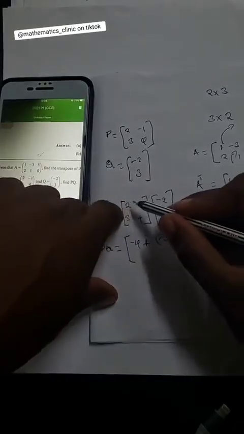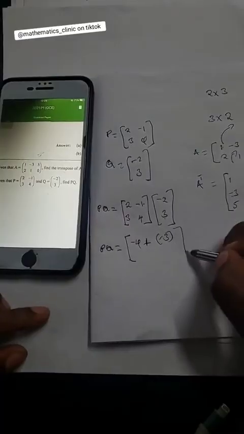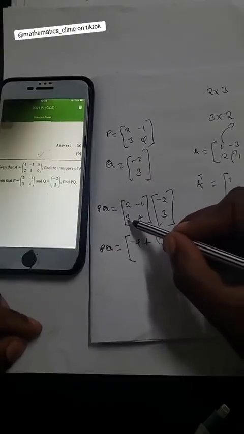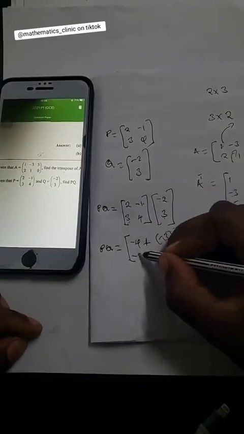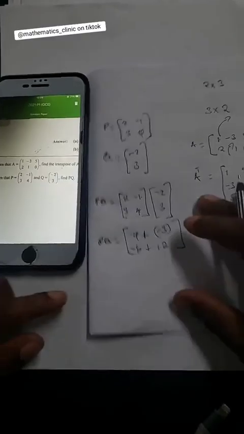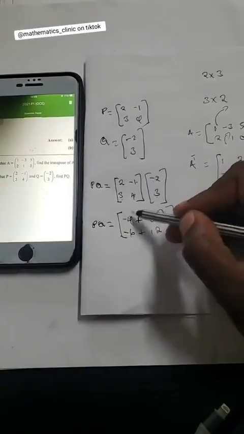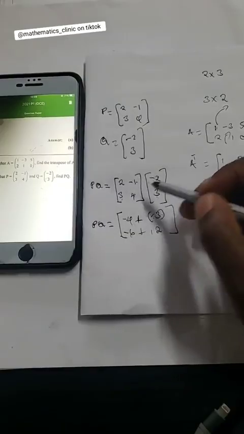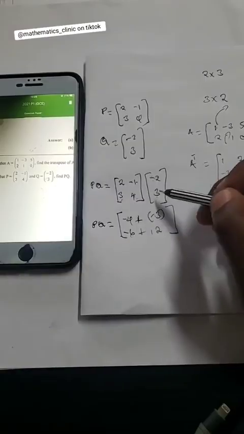We are done with the first row with all the columns. Then we come down. So we say 4 times -2 is -6. 4 times 3 is 12. All right. 2 times -2 is -4. -1 times 3 is -3. 3 times -2 is -6. All right, 4 times 3 is 12.